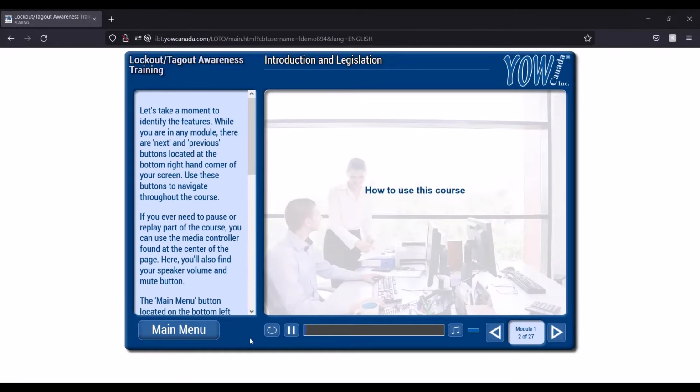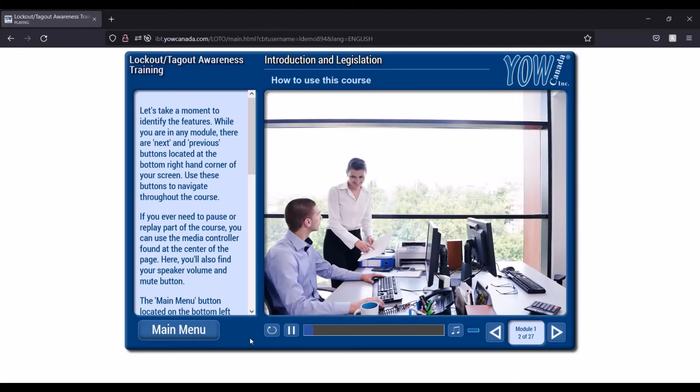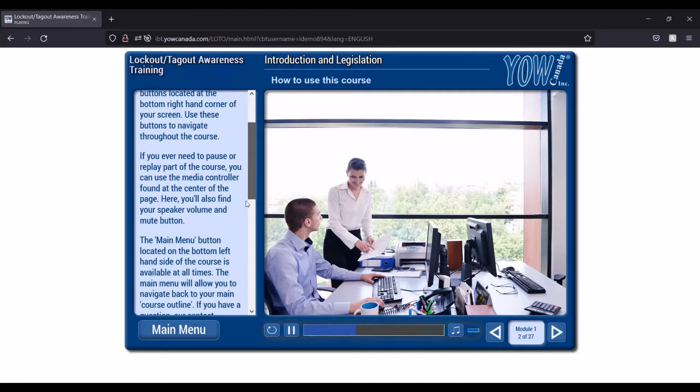Module 1. How to use this course. Let's take a moment to identify the features. While you are in any module, there are Next and Previous buttons located at the bottom right-hand corner of your screen. Use these buttons to navigate throughout the course. If you ever need to pause or replay part of the course, you can use the media controller found at the center of the page. Here, you'll also find your speaker volume and mute button.